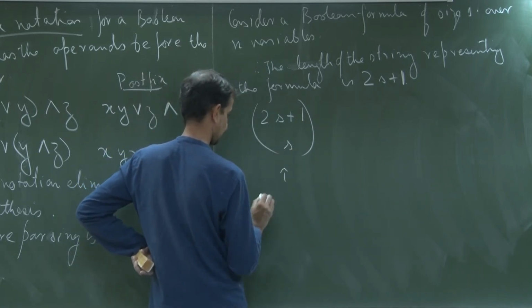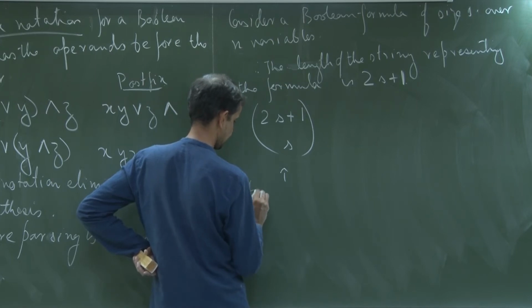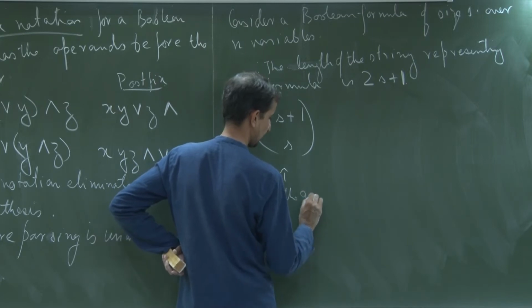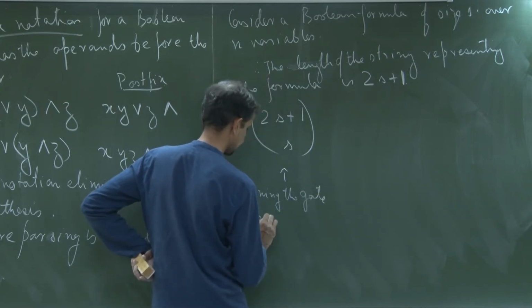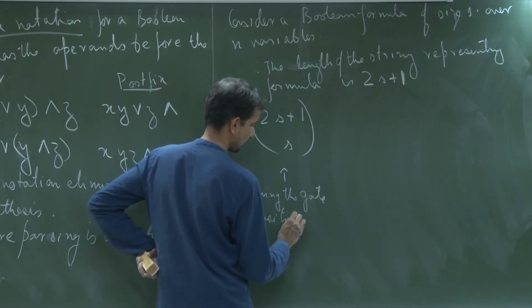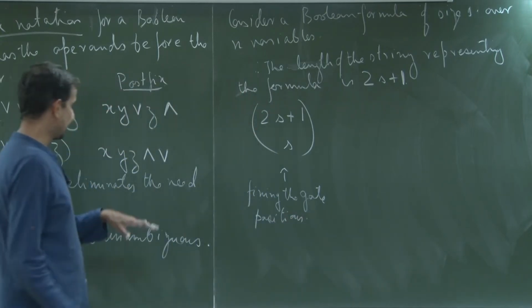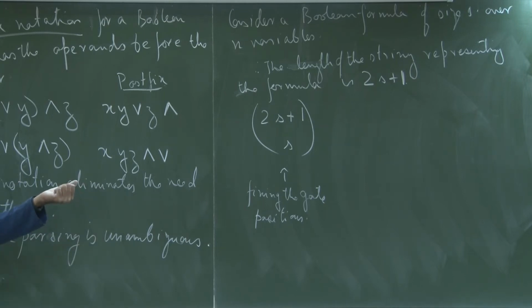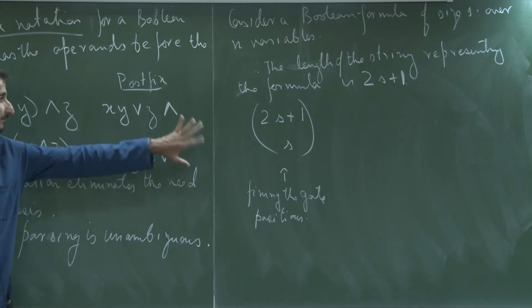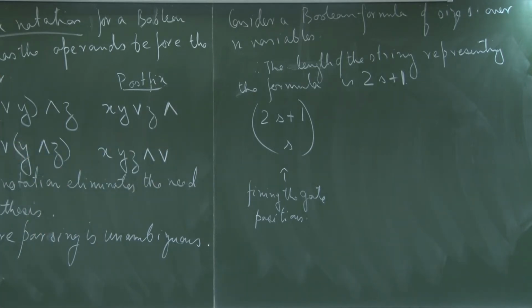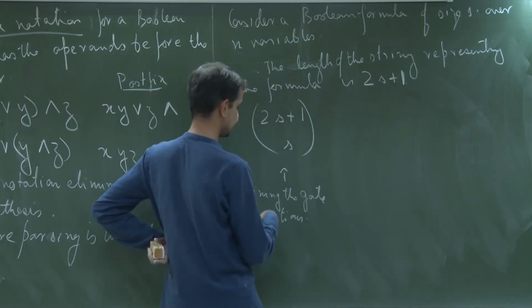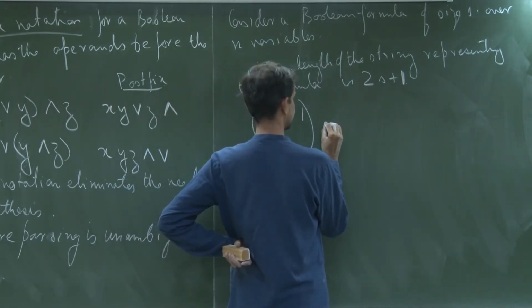So, this is fixing the gate positions. Now, each of those gates can have how many different possibilities? 16 different possibilities. Okay. I mean, it does not matter, it is some constant. So, let us say 16. So, there are this many possibilities for the gates. Each gate can have 16 possibilities.